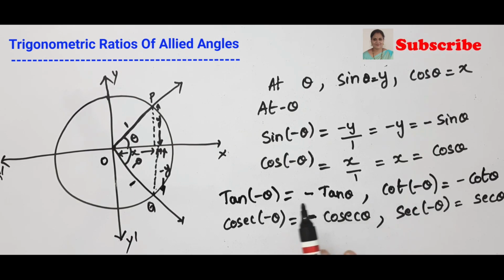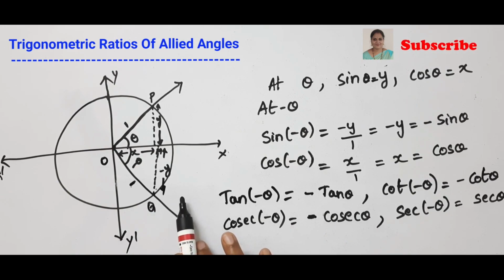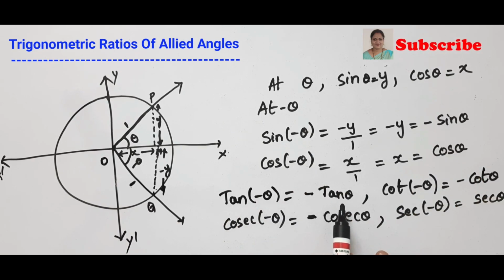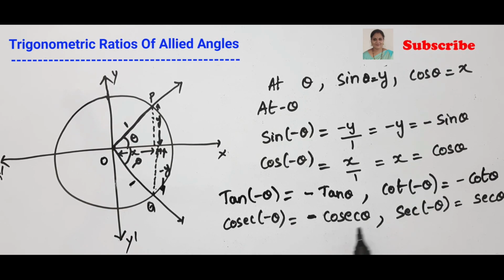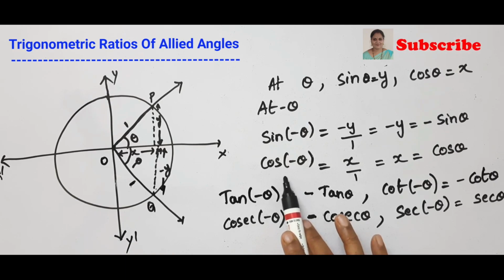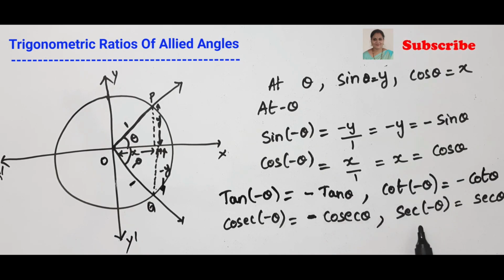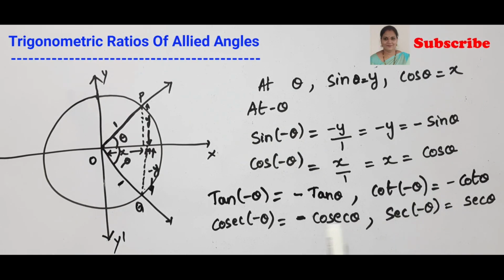So if the angle is minus theta, then sine of minus theta is minus sine theta, tan of minus theta is minus tan theta, cot of minus theta is minus cot theta, cosecant of minus theta is minus cosecant theta. Only cos of minus theta will be cos theta, that is, positive, and secant of minus theta will be secant theta. Cos and secant of minus theta are positive, the remaining all will be negative, and the trigonometric ratios remain the same. Just remember this logic, it will be useful while solving problems.